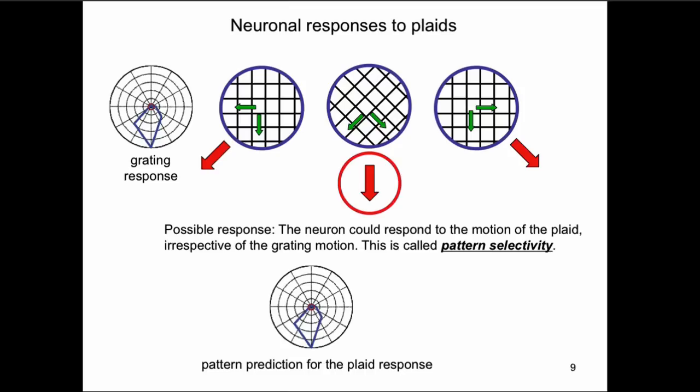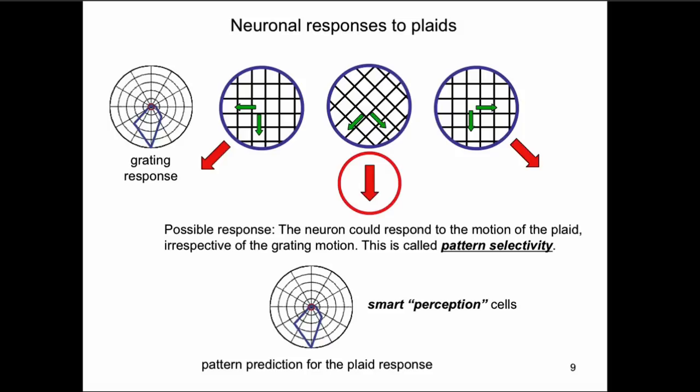Then there are neurons which actually integrate the responses of the low-level neurons and can signal the coherent motion of the plaid as we all saw it. And these neurons are known as pattern-selective neurons, and this is what their tuning curve looks like. As you see here, the tuning curve is very similar to the tuning curve of the grating. So this is how we classify these neurons. You can think of these as smart perception cells because they correlate with perception more than the other cells.